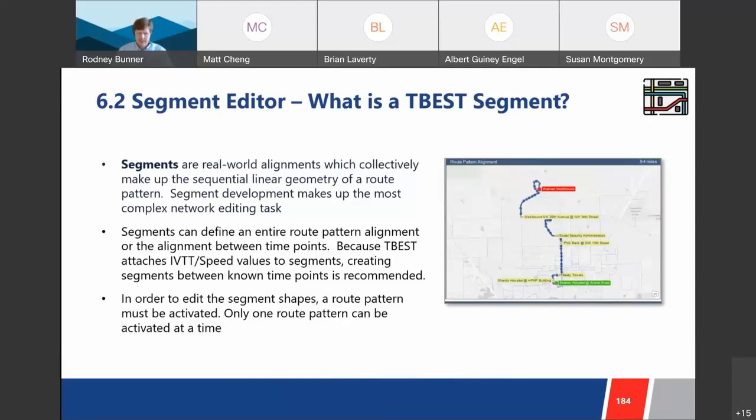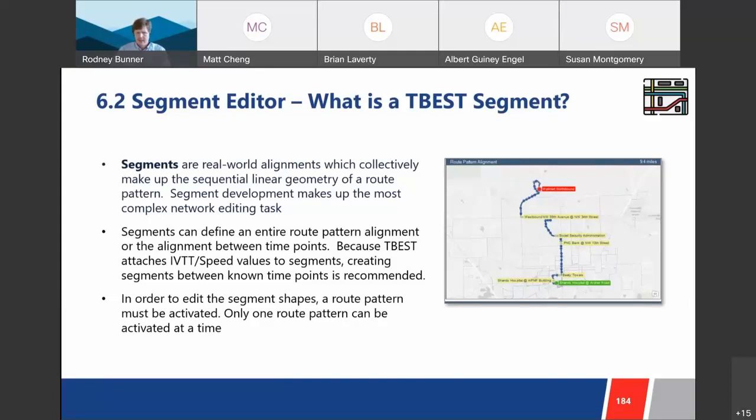Segments can define an entire route pattern or the alignments between time points. Because TBEST attaches in-vehicle time and speed values to segments, creating segments between known time points is recommended. If you are building a schedule, generally you're going to build it at time points, and you'll know the running time between time points that you want to implement. So if you're building a route, you would break that route up at time points, because you would know and understand the speeds involved in each section.